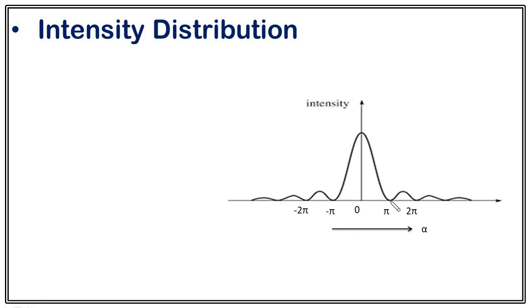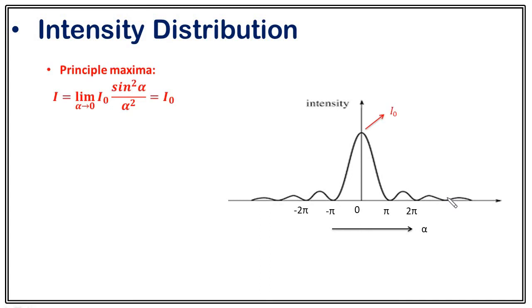Then around alpha equals pi, we have a minima. Okay, so it will be a dark region. And then we have the intensity increasing again, so this will be the first maxima, then again the second minima, then maxima, minima, and it goes on.